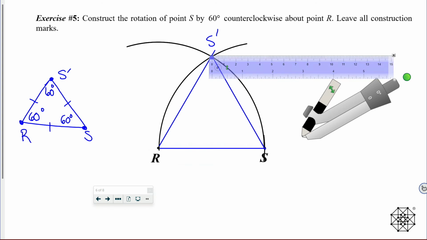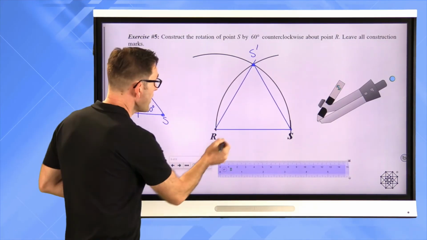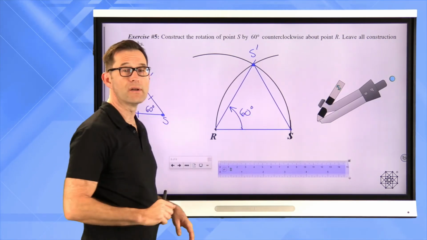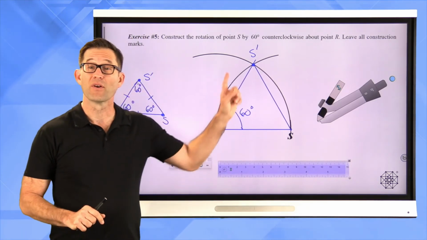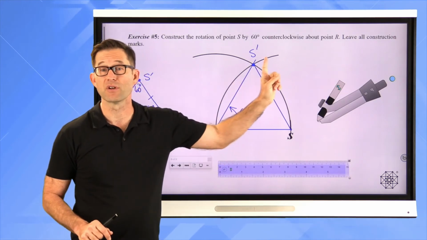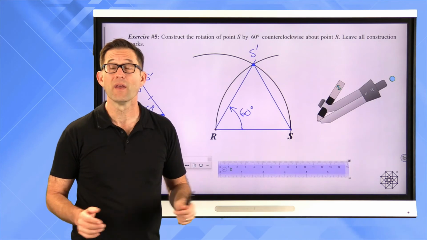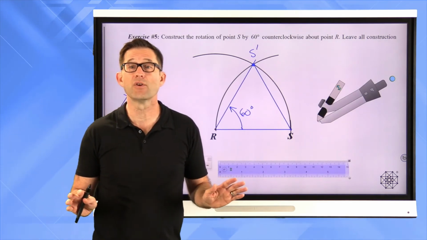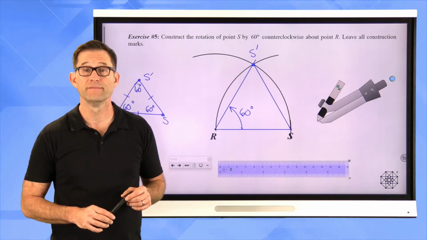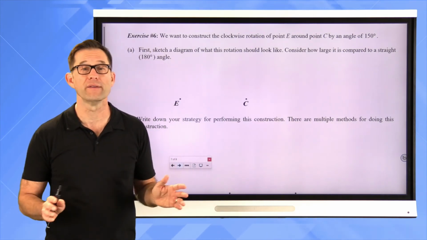Now, interestingly enough, the location of S prime is most certainly a 60-degree counterclockwise rotation about point R, but you could also say that that would be the location of a 60-degree clockwise rotation of R about point S. Okay, kind of cool. So the key for any 60-degree rotation will be the construction of an equilateral triangle. All right, let's take a look at one more that I think is quite challenging.